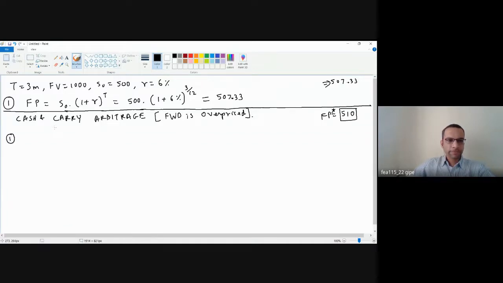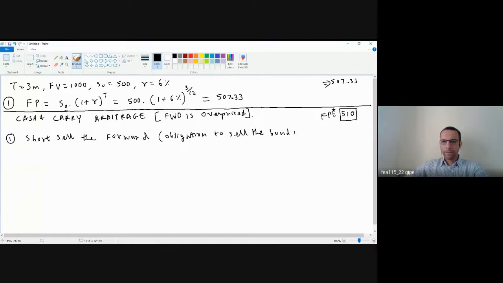Following the buy low and sell high idea, today what I do is, now the forward is overpriced, so I need to take a short position in the forward. That is, short sell the forward. When I say short sell the forward, that is basically an obligation to sell the bond in 3 months. So I'm shorting the forward. At the same time, I borrow $500, or 500 units, whichever you like, maybe some currency units. Borrow $500 from the bank.